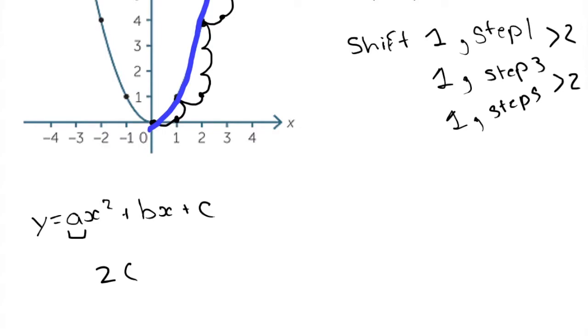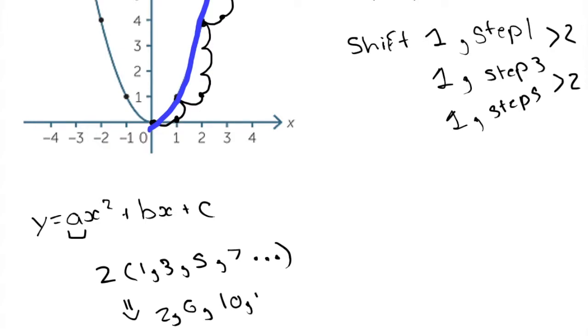To get your new shift step, you would have to multiply 2 by 1, 3, 5, 7, and so on, and you would get your shift step for your parabola. So your new shift steps would be 2, 6, 10, and 14.